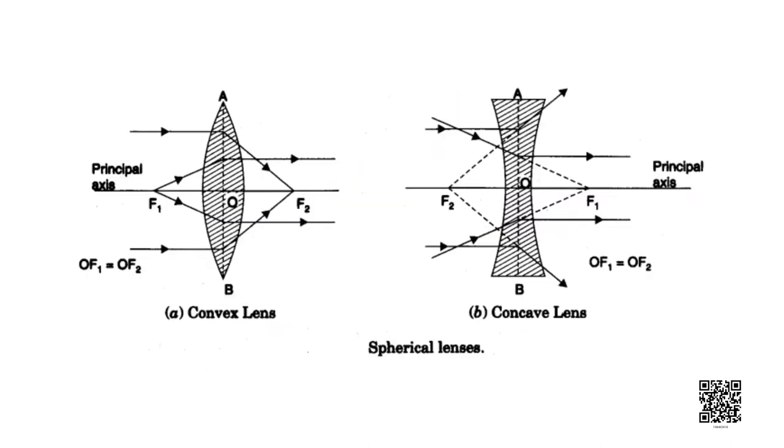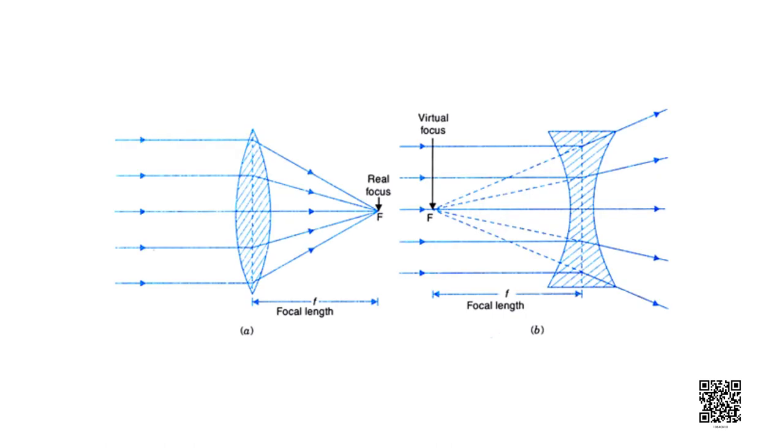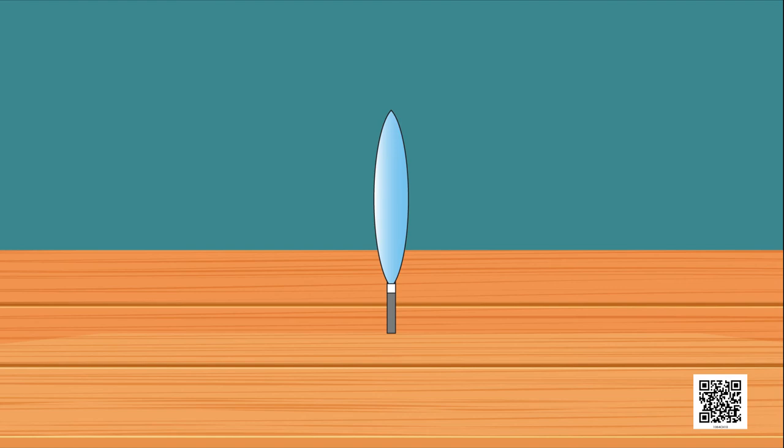A lens has two foci. The two foci of a lens are at equal distances from the optical center, one on either side of the lens. The distance of the principal focus from the optical center of a lens is called its focal length, and it is represented by small f. Now let's see image formation by lenses. First, we will take a convex lens.